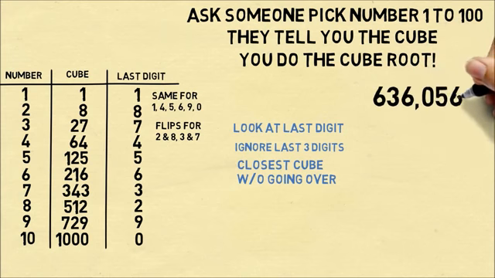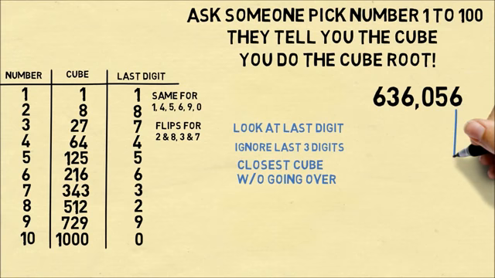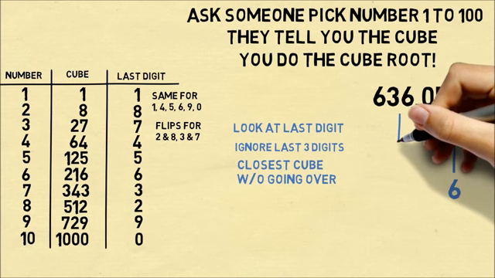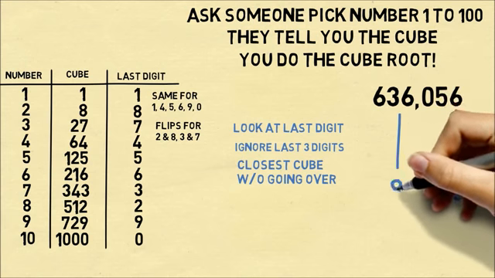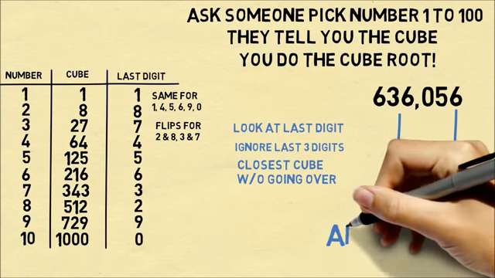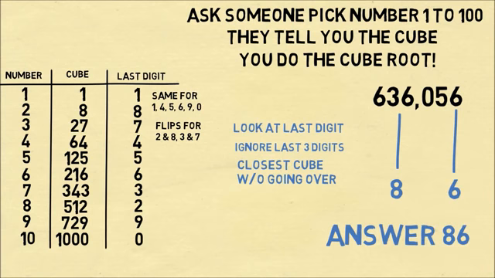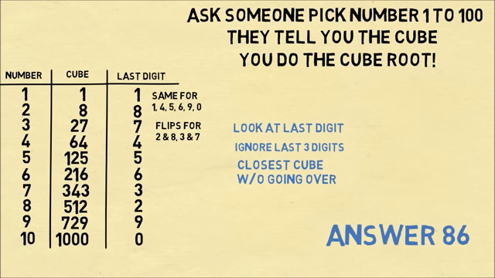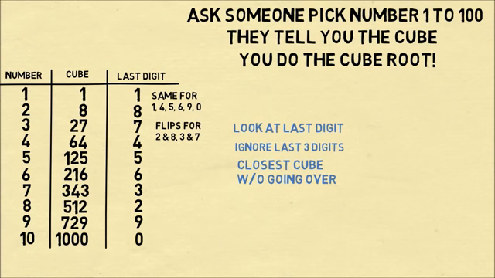So let's imagine they tell you the number is 636,056. We look at the last digit, which is 6, and when the last digit is 6, that corresponds to the number 6. And then we ignore the last 3 digits and we look at 636. That's between the cubes of 8 and 9, so we put 8, and therefore the cube root is 86. So once you memorize this table, you'll actually be able to do this very quickly.